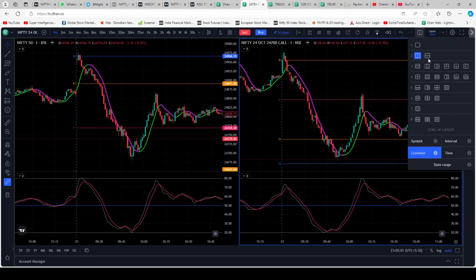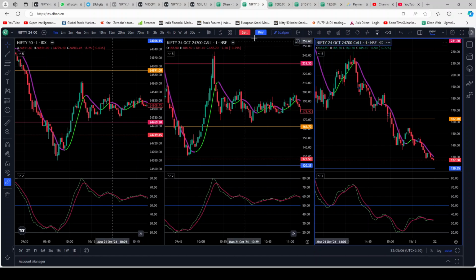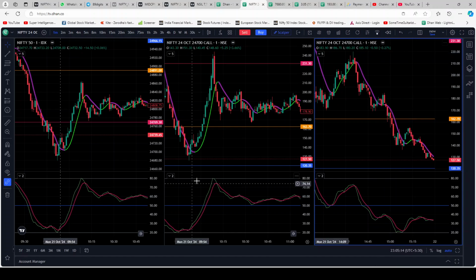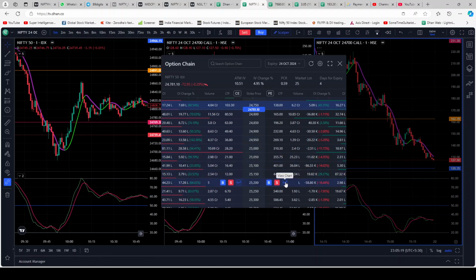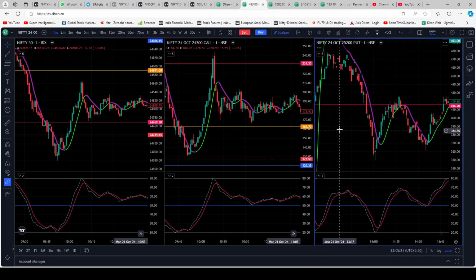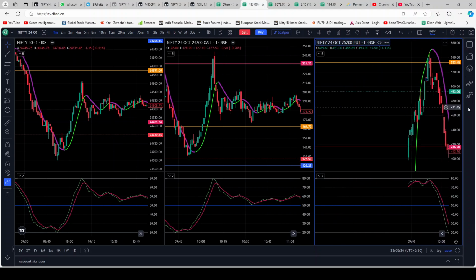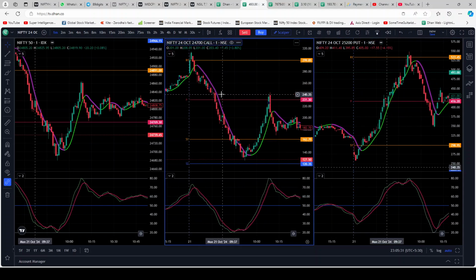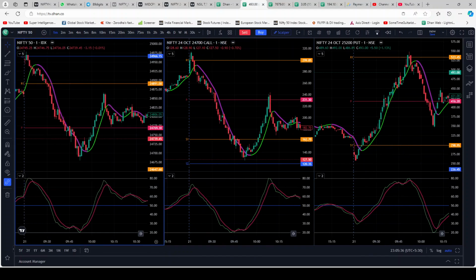If I make this 3, let me see if I can show you a put as well. Should be possible. So I'll make this 25,200. So if you look at the 1 minute chart over here, you see over here, when the call is dropping, the put is rising. Okay, so these are the 1 minute charts.